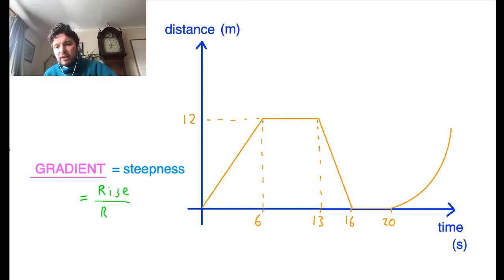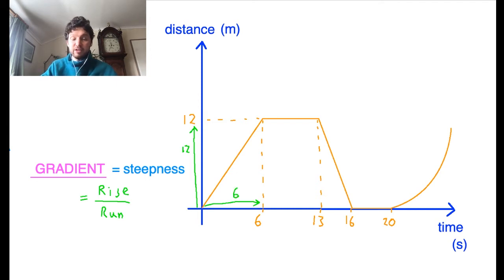So what I mean by that is this. If we just take this section of line here, then the rise from here to here is 12, and the run from here to here is 6. And so the rise over run of this section would be, what do you think? Yeah, 2, nice. 2 would be the gradient for this section here.